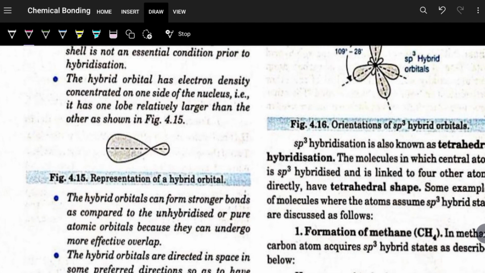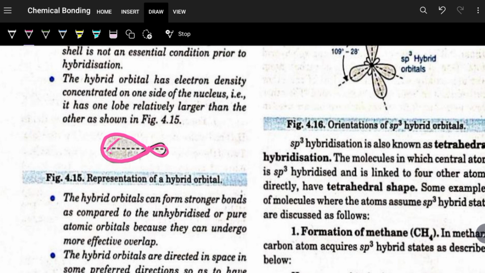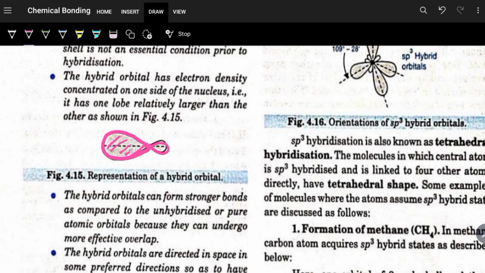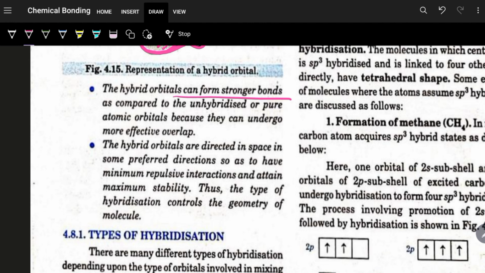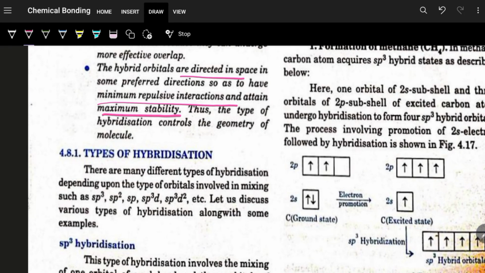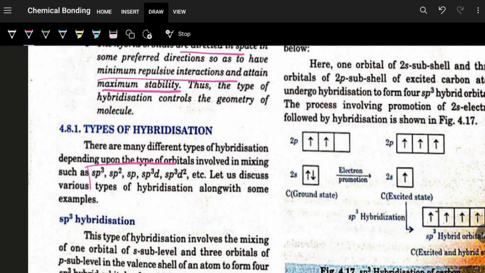Here you can see that the hybrid orbital have actually different electron density. One lobe has a larger area than the other lobe. So the electron density is greater in this part and lower in the other. So hybrid orbital can form stronger bond, of course, as compared to unhybridized atomic orbitals. The hybrid orbitals have directional character, and I told you that they are oriented in such a manner in order to experience minimum repulsive interaction and maximum stability. So these are the types of hybridization that we will discuss.